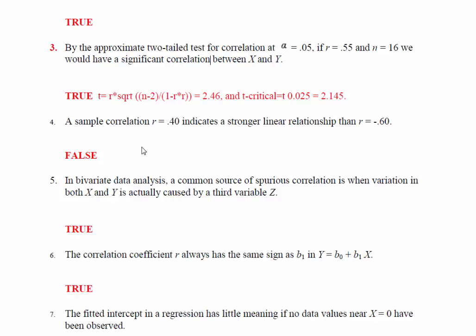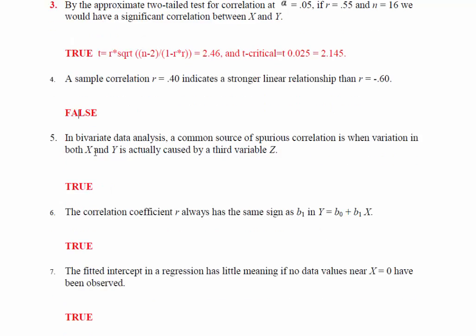Number 4. A sample correlation R of 0.4 indicates a stronger linear relationship than R equals minus 0.6. So this is false. Why is it false? Because when we look at the strength of a linear relationship, we look at the absolute value. Which one of them is closer to 1 or minus 1? In this case, the absolute value of R equals minus 0.6 is actually closer to minus 1 than 0.4 is to 1. Therefore, this is actually a stronger relationship, and this statement is false.